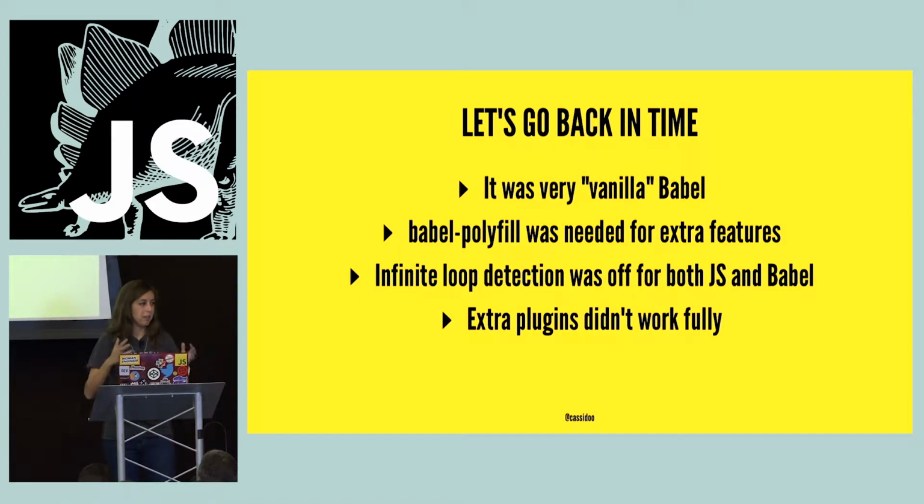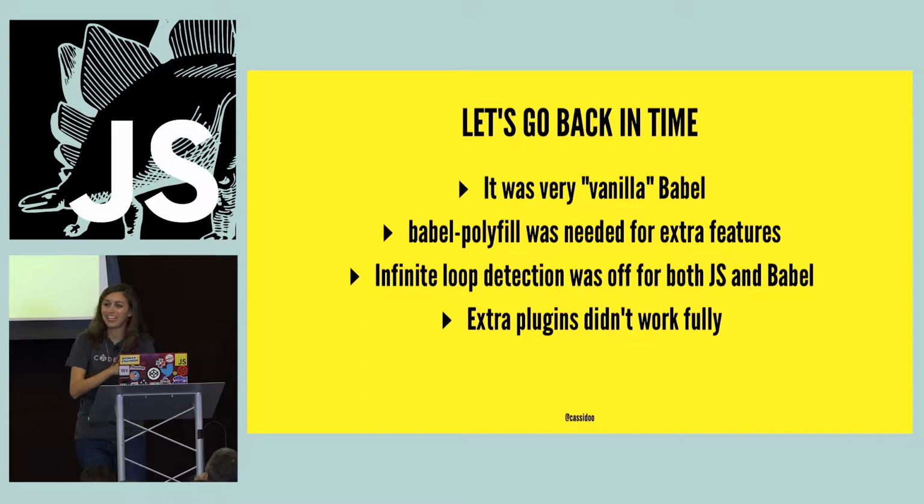We had Babel as a processor at CodePen before, but it was very, very basic Babel. It wasn't the most modern stuff. If you actually wanted to use things like async, await, or anything, you needed to add Babel polyfill in addition to our existing transpiler processor. And infinite loop detection wasn't fully working. So if you actually wrote an infinite loop on accident, it would very slowly crash your pen. And then if, for example, that pen was on your profile, your profile would start to break. And everything would just stop.